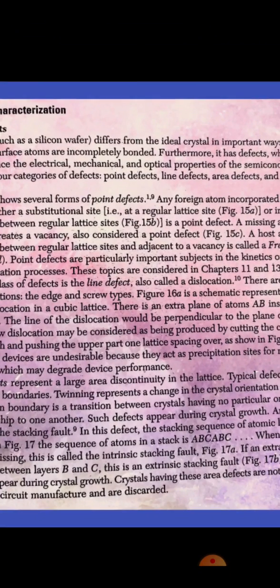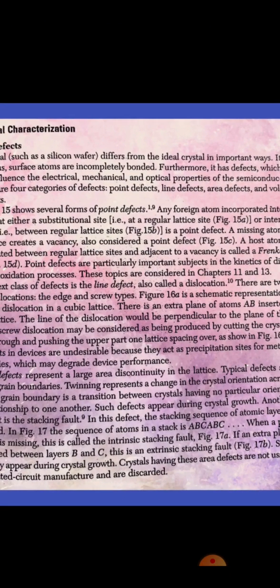Area defects represent a large area of discontinuity in the lattice. Typical defects are twins and grain boundaries. Twinning represents a change in the crystal orientation across a plane. A grain boundary is a transition between crystals having no particular orientation relationship to one another. Such defects appear during crystal growth.